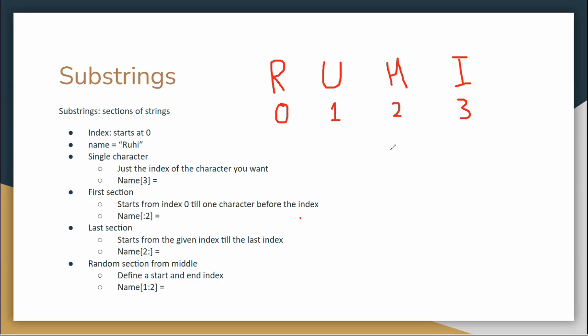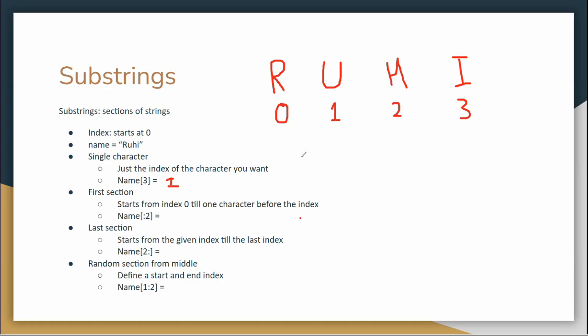And this is important for substrings because substrings are basically calling a specific section of a string, so just a part of a string. To do that, they need to use indices so that they know exactly from where to where the substring should be. So if I just want to call one single character, and let's say I have the word Ruhi stored in the variable name, then I'd say name, and then just the number of the index of the character that I want. So let's say I want index number 3, then this would print I, because the letter at index 3 of my variable or my string is I.